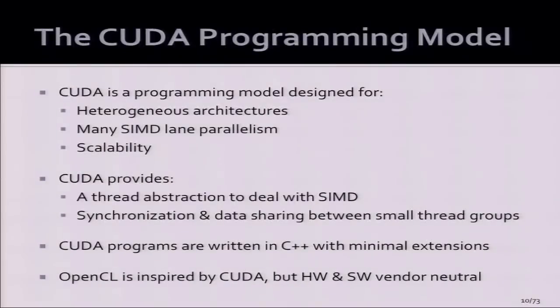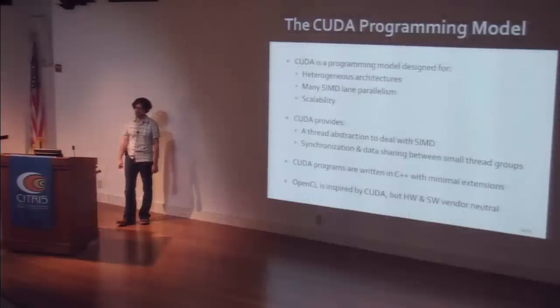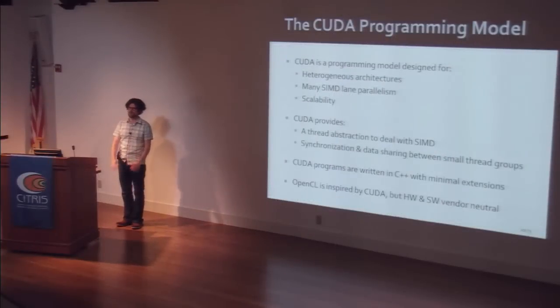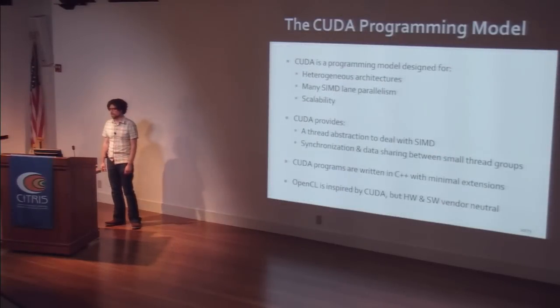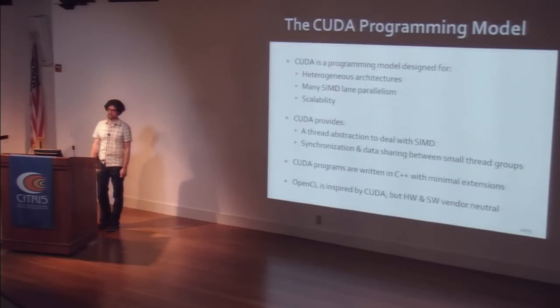And that's exactly what CUDA does. So the CUDA programming model is designed for heterogeneous architectures that have many SIMD lanes and are very scalable. So we can write the same parallel program and it runs on something with a very small amount of parallelism or a very large amount of parallelism. And the way we get that is a thread abstraction to deal with SIMD.